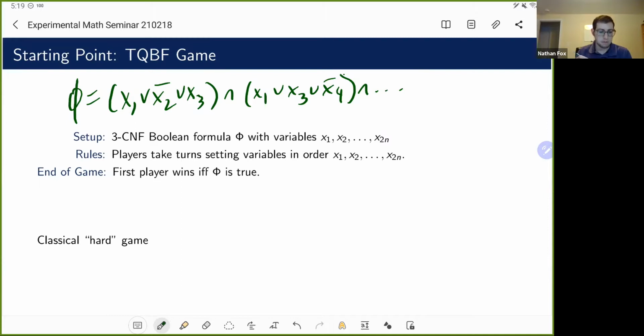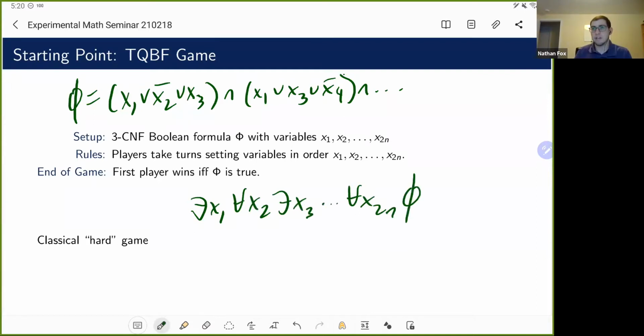So this is equivalent to a non-game version of just checking if this expression is true, this quantified Boolean expression. So this game is equivalent to this decision problem. And this game is classically known to be PSPACE-hard. So this is a good starting point for a lot of other games.